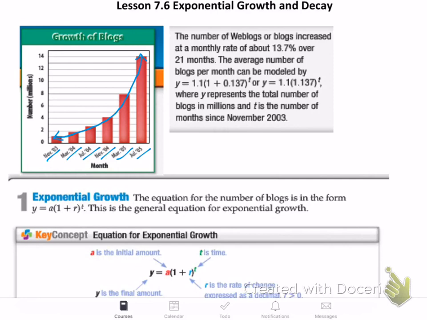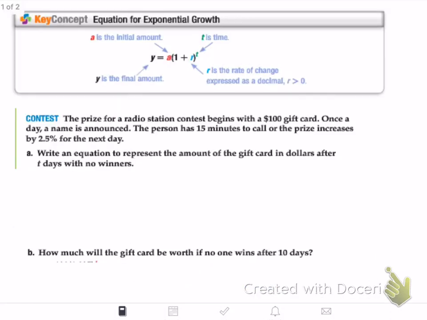And so if you scroll down a little bit, then you can kind of see the formula for a word problem for exponential growth. So if you look at this formula here, there are lots of variables, but each variable pretty much represents something. Okay, so y is what you're going to end up with in your final amount. A is like the initial amount.